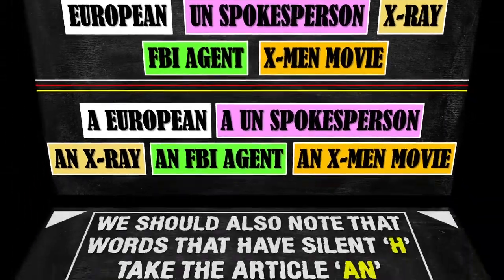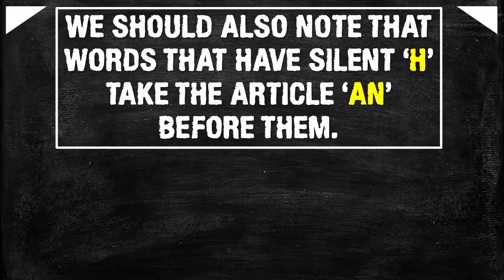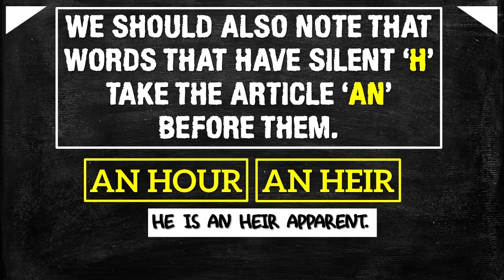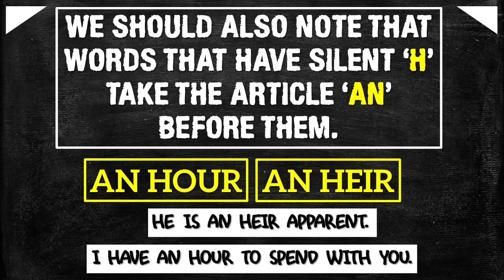Now, we should also note that words that have a silent H in them take the article an before them, as you have in these words: an hour. Now, the H in hour is silent. The same applies to an heir. He is an heir apparent. I have an hour to spend with you.